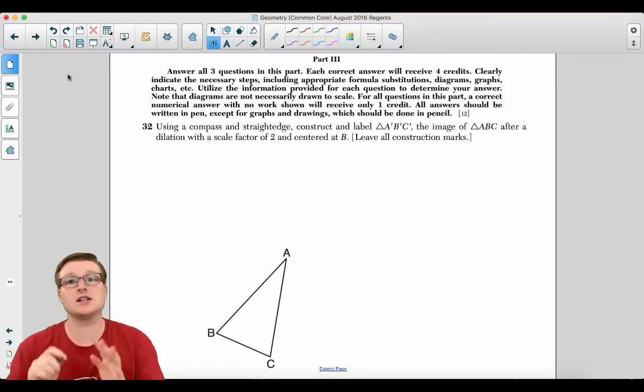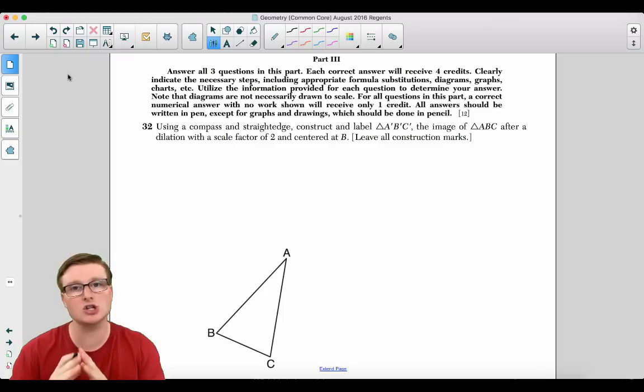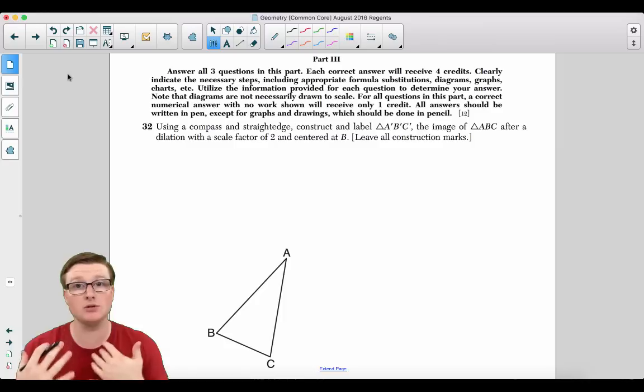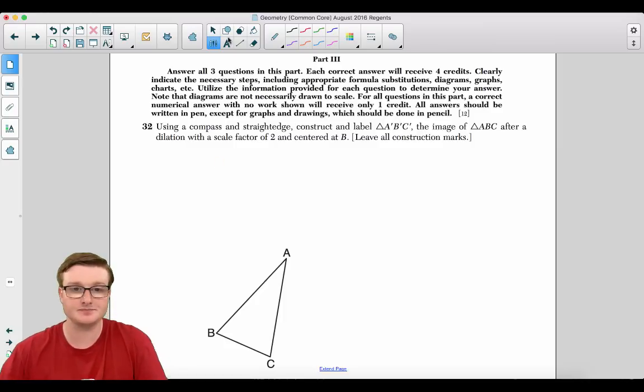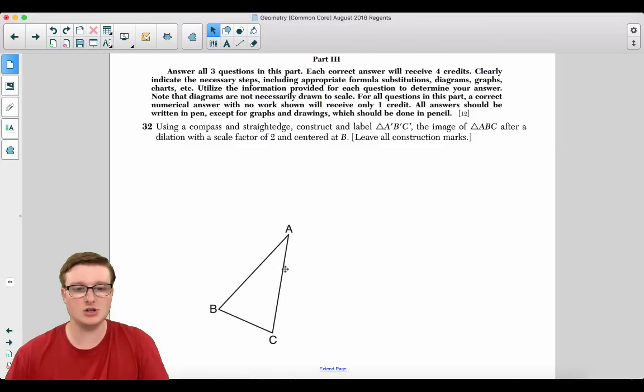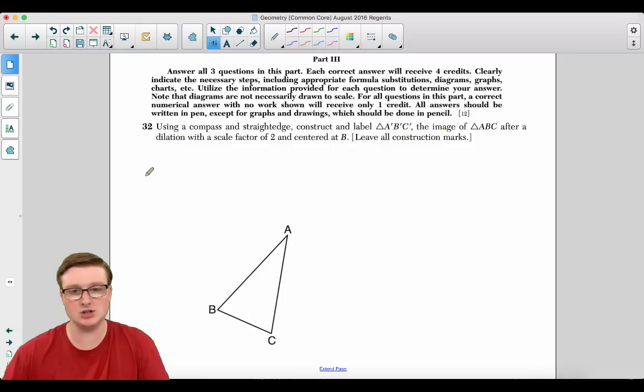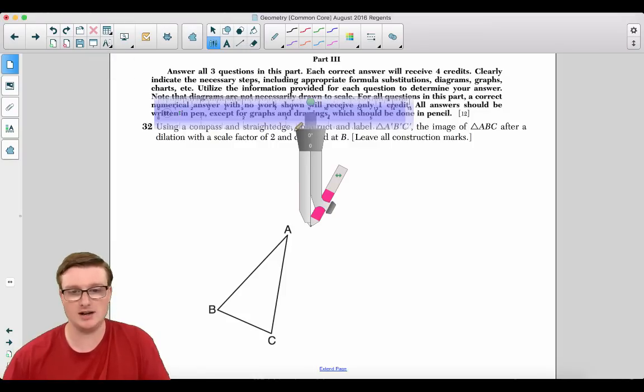This is another construction. Again, if you want to see a hands-on construction, fast forward. I'd be happy to show you it that way. If you want to watch both, stick around and just watch this. Question 32 says, using a compass and straightedge, construct and label triangle A prime, B prime, C prime, the image of triangle ABC after a dilation with a scale factor of 2 and centered at B. Leave all construction marks.